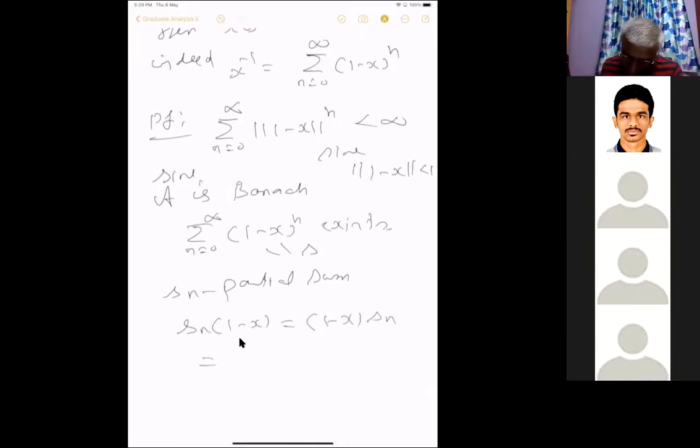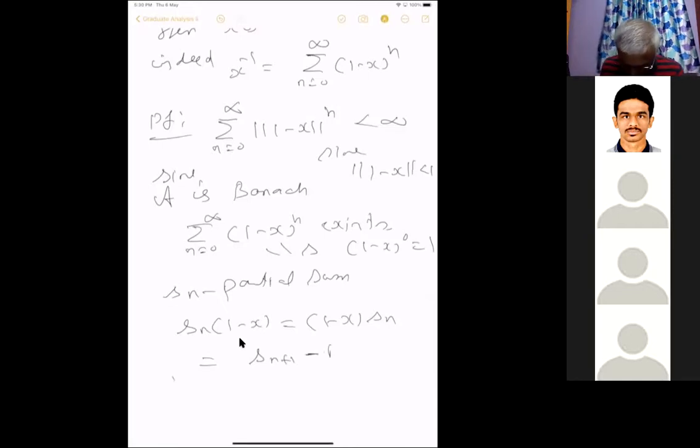Okay, this is equal to, when you multiply by 1 minus x, the first term, n equal to 0, is identity. With 1 minus x power 0 equal to identity 1, the first term gets multiplied by 1. Everything is increased by 1 power, so this is going to be S_{n+1} minus 1.